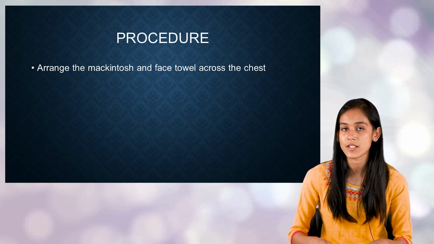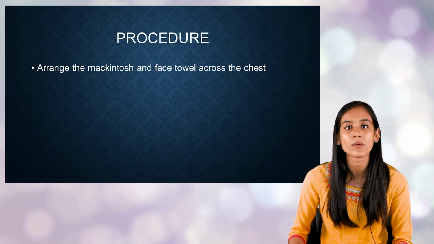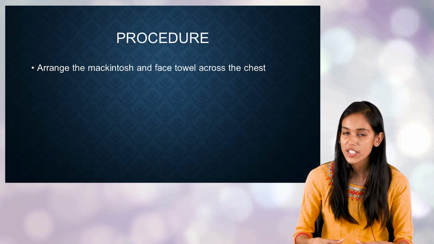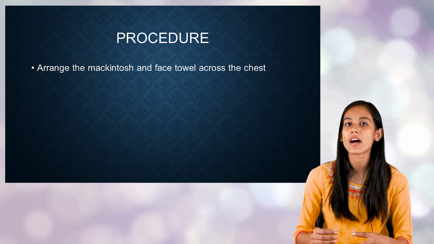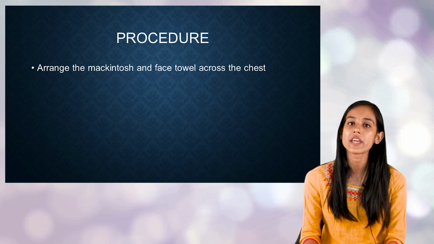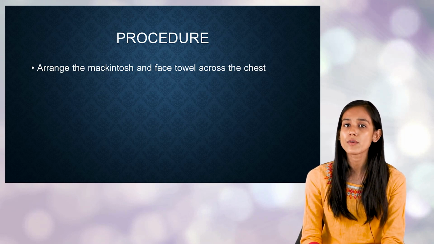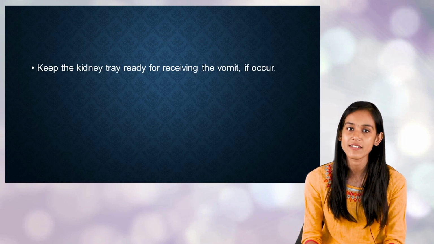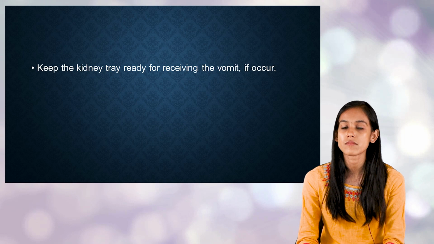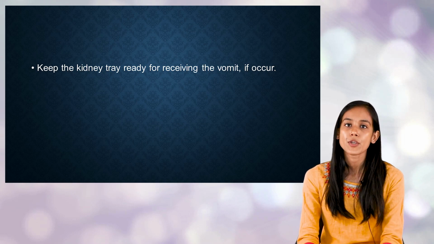Next, we are going to arrange the Macintosh and the towel over the patient's chest. While doing this procedure, you need to remember that you are inserting the tube into the nostrils, and the patient will have a gag reflex. So you should make sure that your kidney tray is ready, so that if vomiting occurs, you are ready with your kidney tray. Now, before inserting the tube, the nostrils should be clear enough. There should not be any secretions deposited.